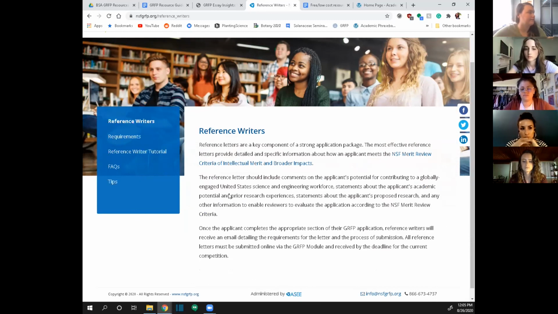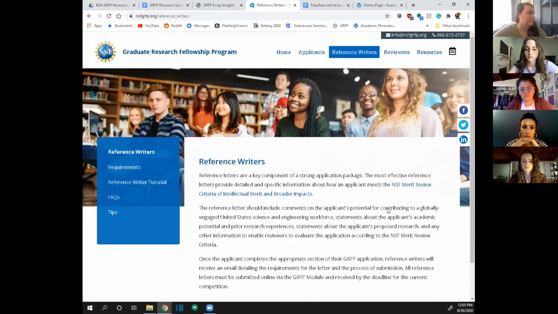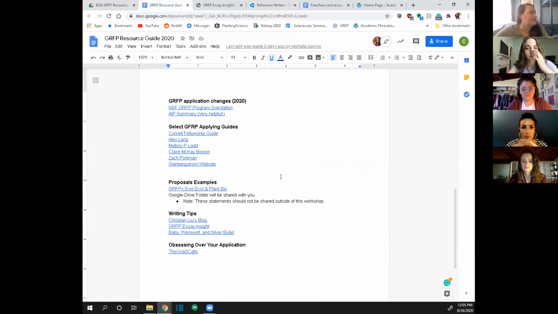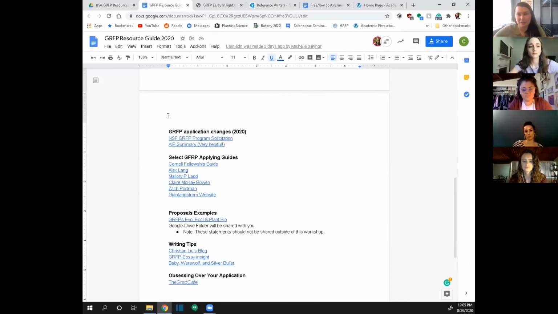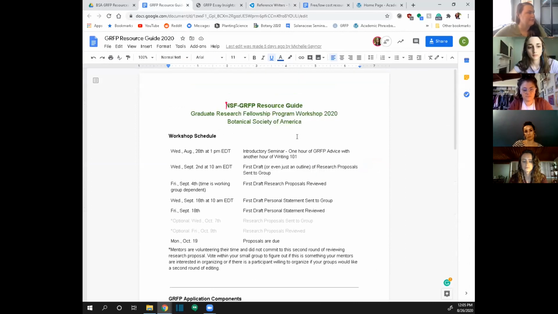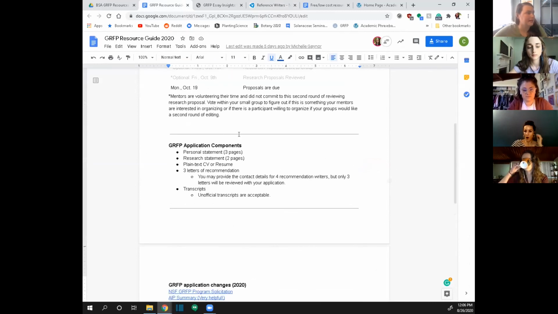It's going to outline different things. There's going to be frequently asked questions for them and tips. So those are helpful. Also, you are given this resource guide 2020. It starts with the timeline of the rest of the workshop, and what is expected for your GRFP application, but once again, always refer to the official website.